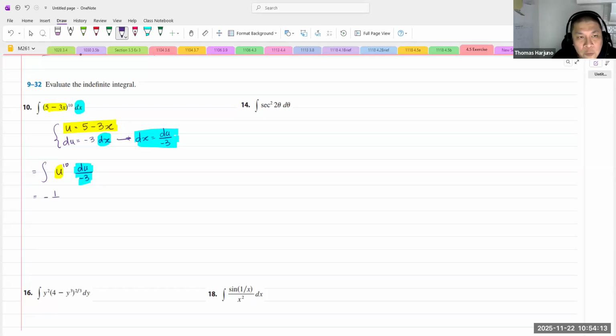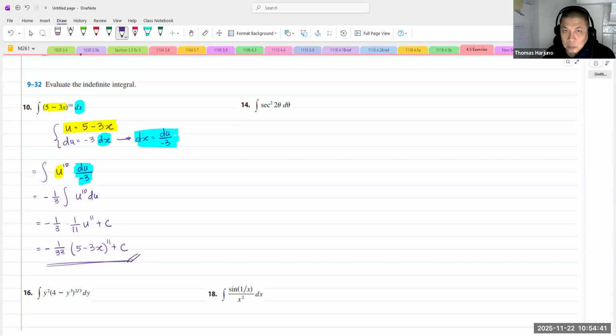So I will factor the negative 1/3 out. So I have that integral u to the 10th du, which actually you can skip this step if you know what is the integral of u to the 10th. That's what we get. That's negative 1/33. And then I substitute the u back. (5 minus 3x) to the 11 plus constant. Okay, that's for number 10. Let's see number 14.